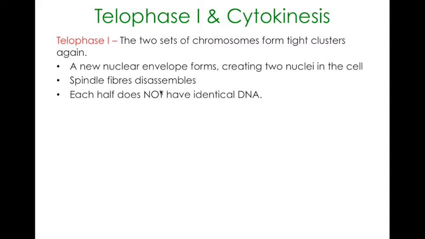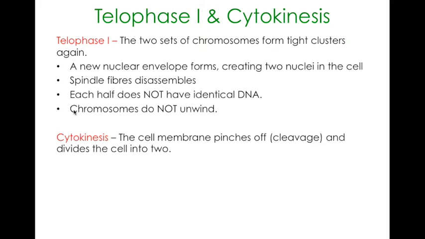However, each half does not have the same DNA, and the chromosomes will not unwind. The reason is because they're going to go into round 2, so they are not going to unwind and turn back into chromatin and become less visible. They're going to stay visible and wound up as chromosomes because they're going to go back into round 2.